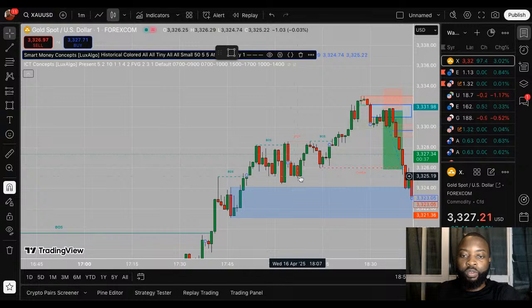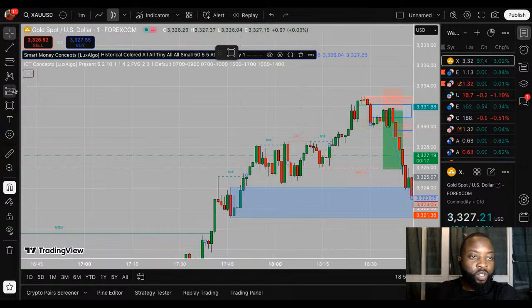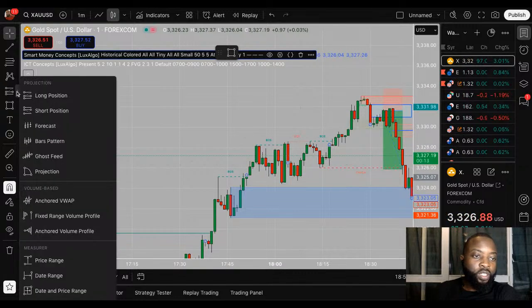The market reverses. The stop loss was going to be here. We wait for it to break. It broke it. We wait for a fair value gap. The fair value gap was not created here. The market goes, and then we have a fair value gap here. So this was our entry here.